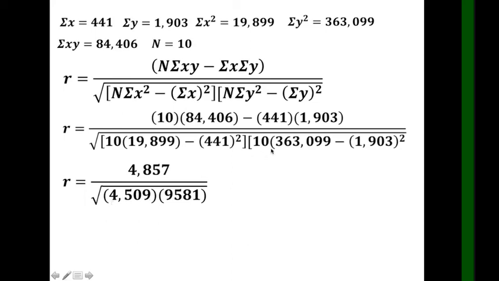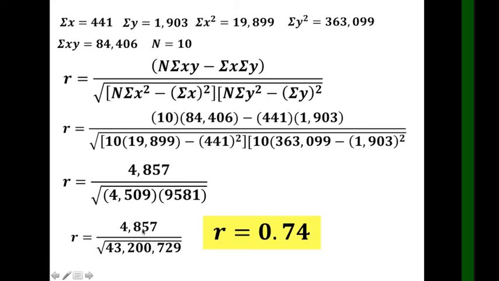For your calculator, again 10 open parenthesis 363,099 minus open parenthesis 10,903 close parenthesis squared, and you will get 9,581. And then multiply this to, we will have 43,207.29 and square root, and then okay, pwede naman diretso 4,857 divided by square root of 43,207.29, and you will get 0.74.